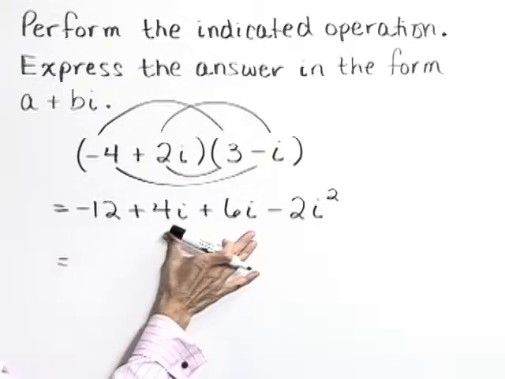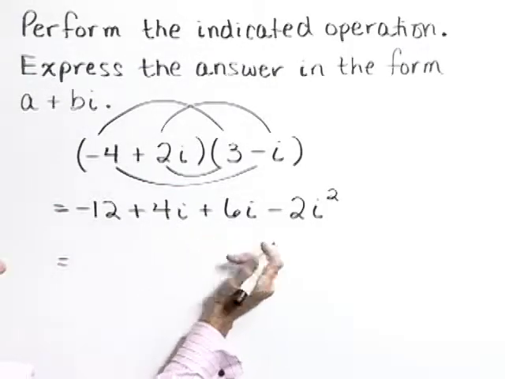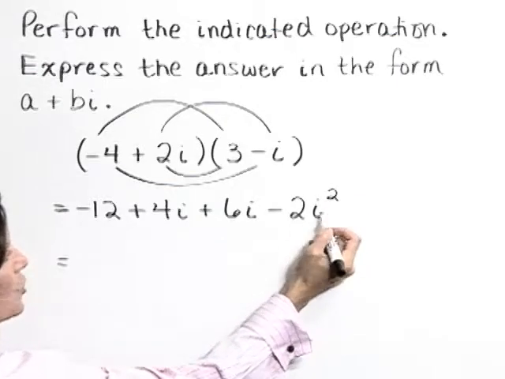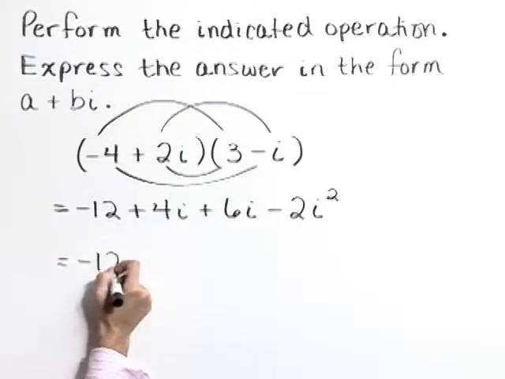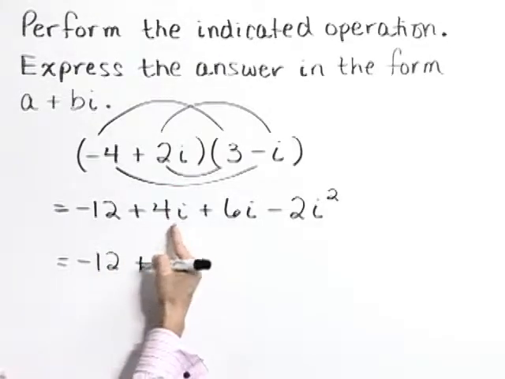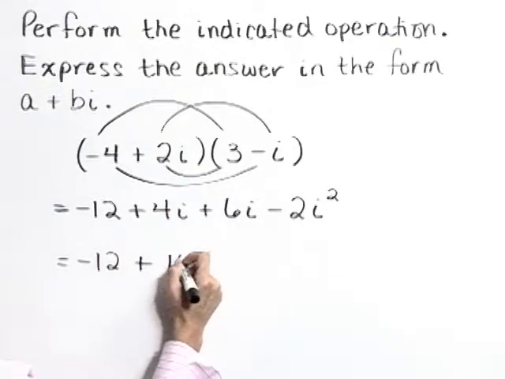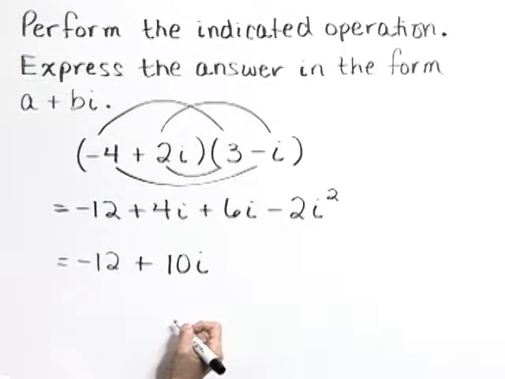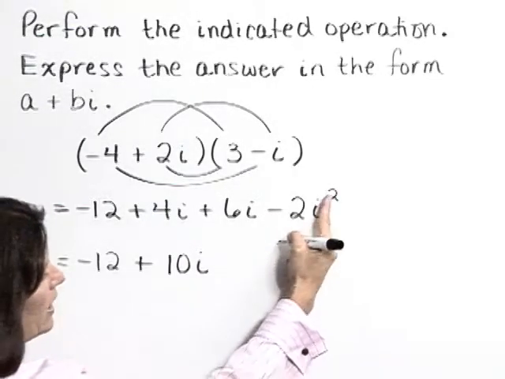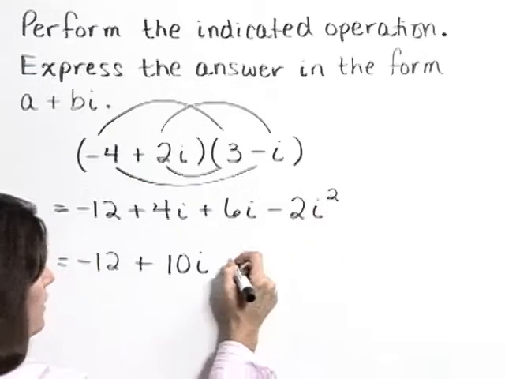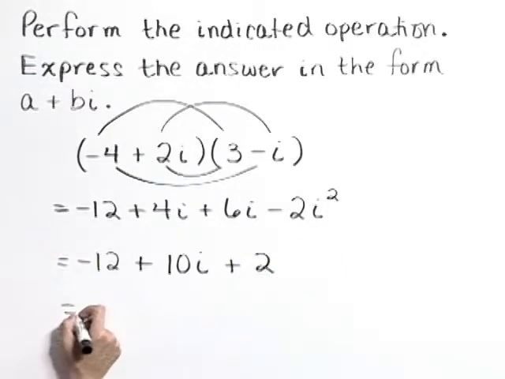Let's simplify now by combining like terms and changing that i squared to negative 1. Thus we'll get a negative 12 plus 4i and 6i, which is 10 times i. Lastly, we'll have a minus 2 times a negative 1, which gives a plus 2.